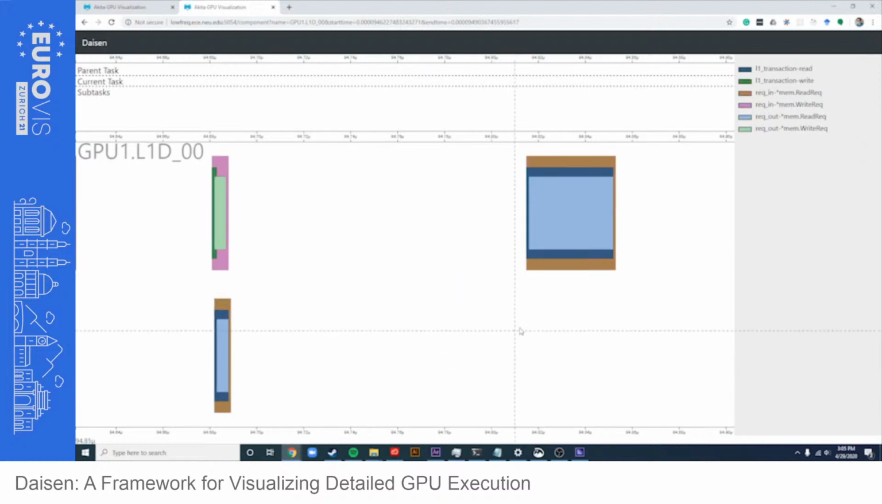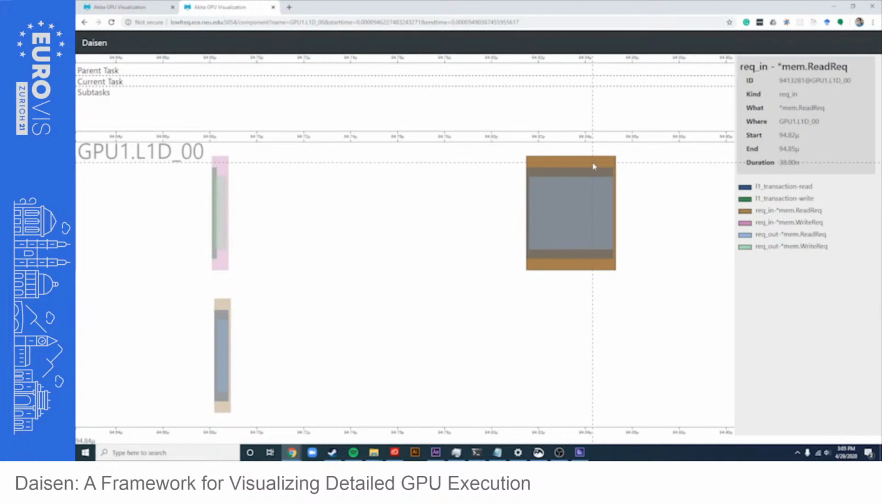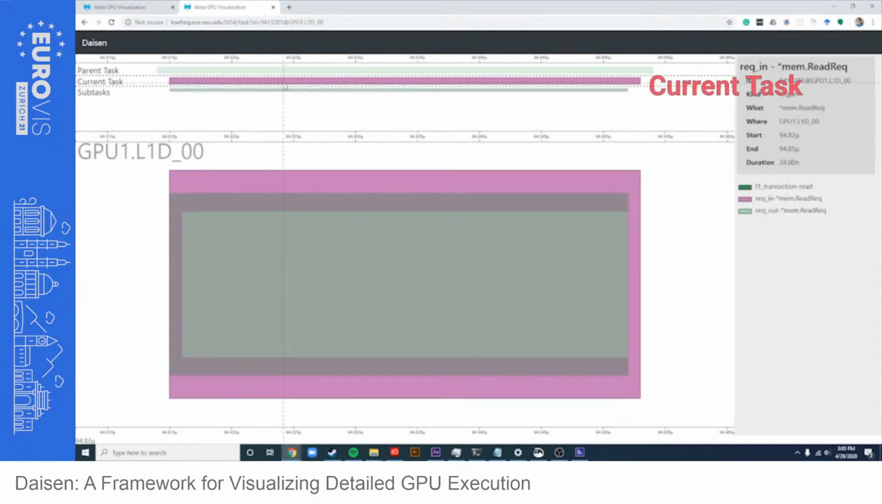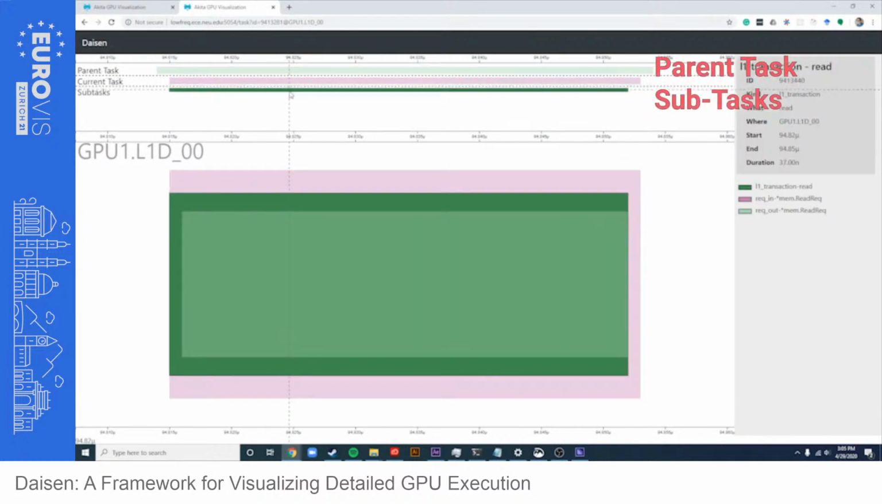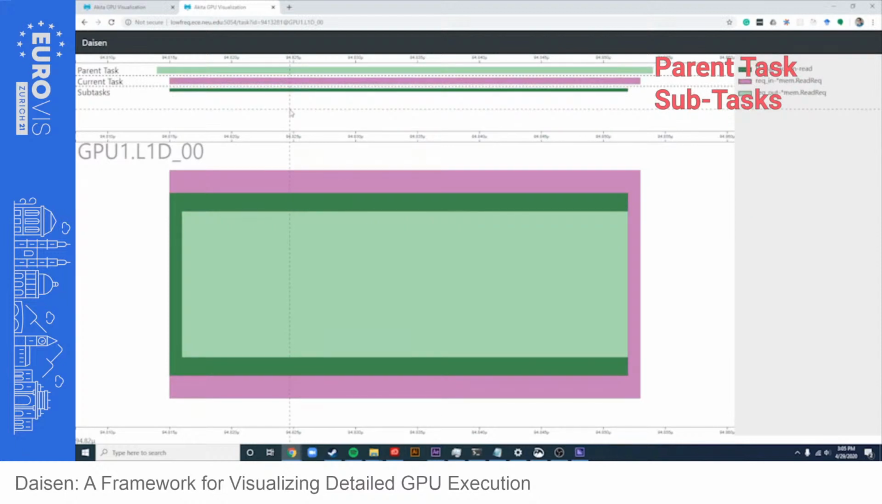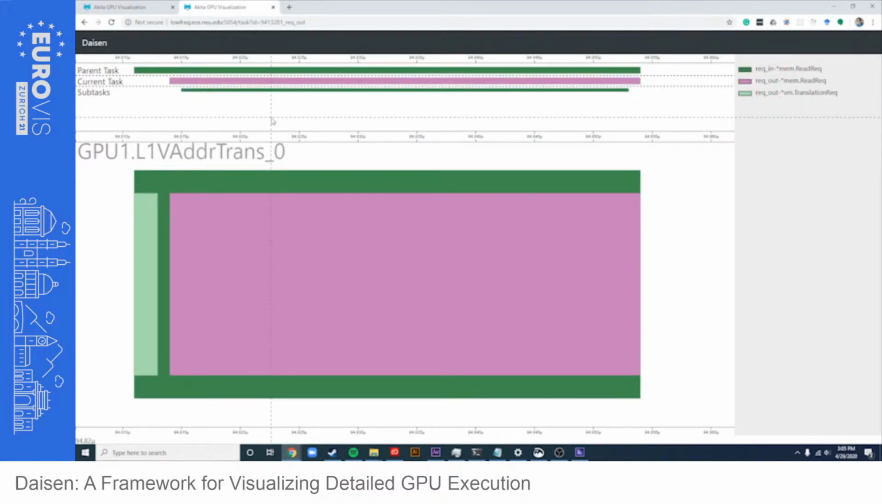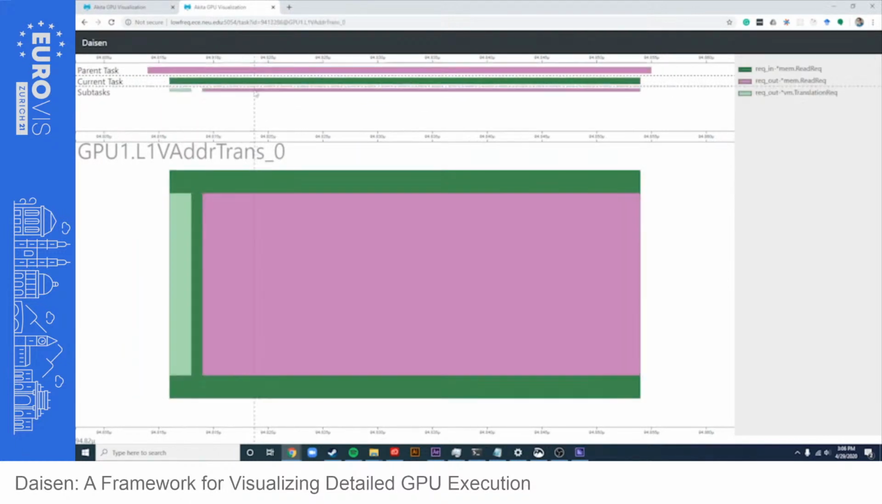To check where the tasks come from, we first need to click on the task to enable the task view. The task view shows the task we just clicked as the current task. We can also see the parent task and the subtasks of the current task. As we click on the parent task, it becomes the current task, and we can navigate up in the task hierarchy by keep clicking on the parent task. The component view always shows the component where the current task is executed.